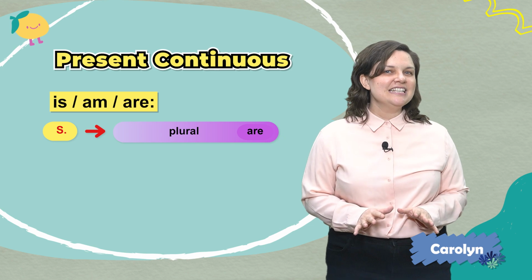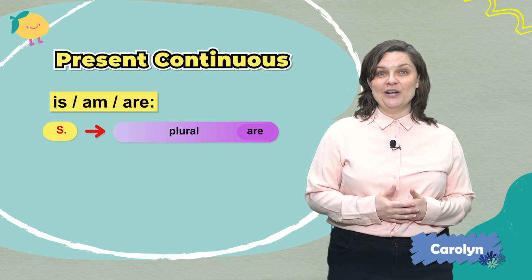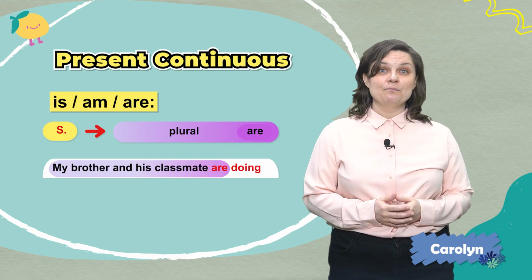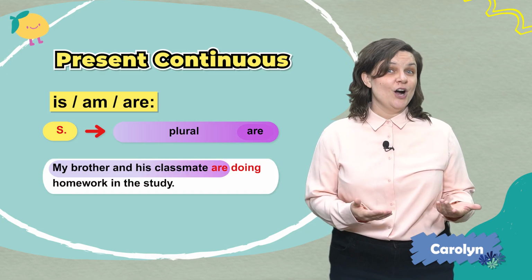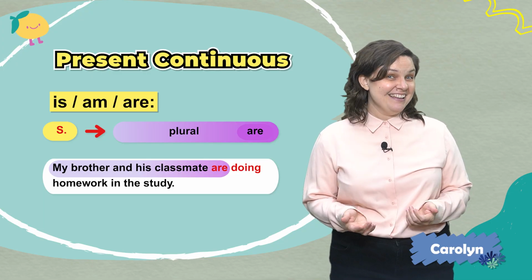Now, let's try some sentences using a plural subject. That means the verb we are using is are. My brother and his classmate are doing homework in the study. The study is a room in your house, okay?